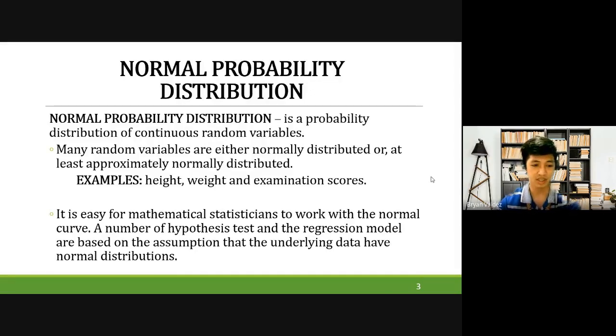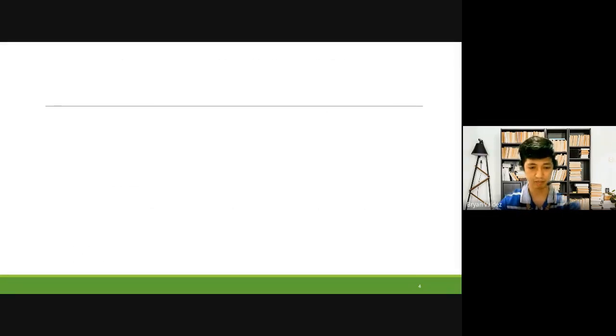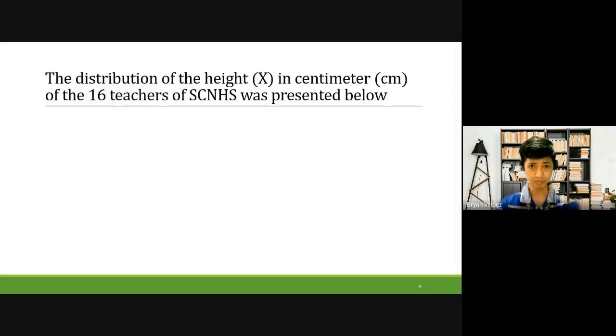Then it is easy for mathematical statisticians to work with the normal curve. A number of hypothesis tests and the regression model are based on the assumption that the underlying data have normal distributions. So later on, makikita natin ano ba yung itsura ng isang normal curve. I think meron naman na kayo idea what a normal curve looks like.